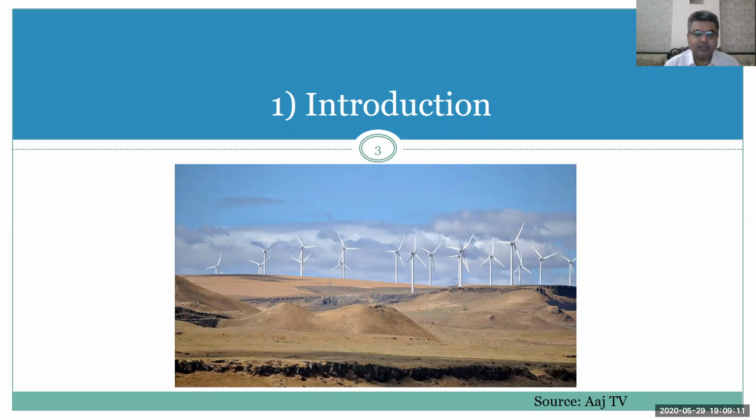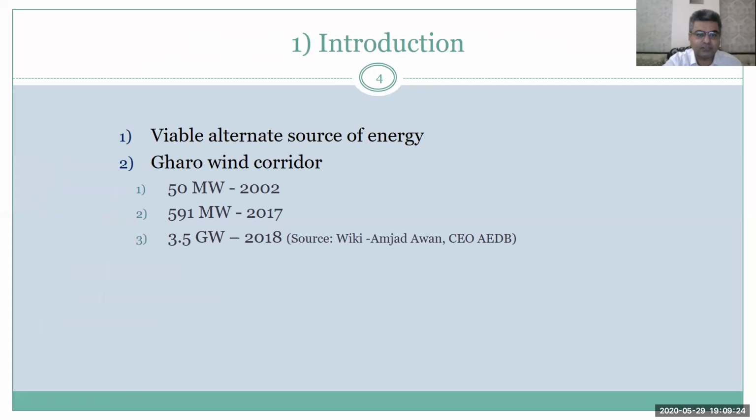We can see the landscape as in this picture, how Pakistan has converted 50 megawatts into a huge amount of 3.5 gigawatts of energy in 2018. So in the span of only 16 years, Pakistan has progressed from 50 megawatts to 3.5 gigawatts of energy.